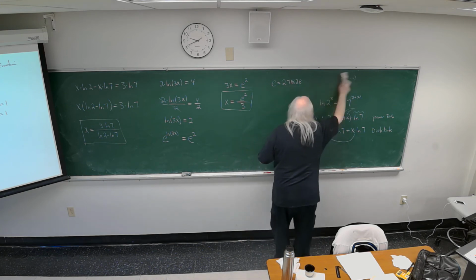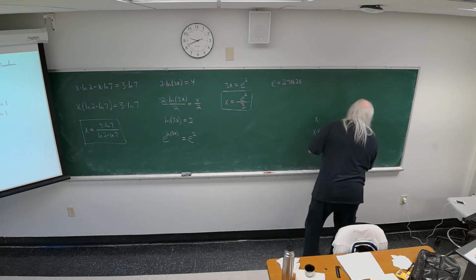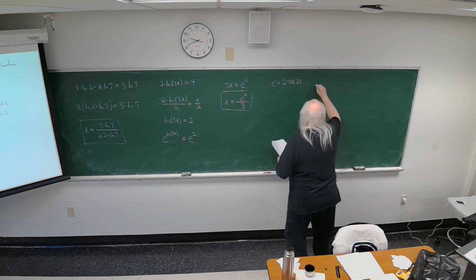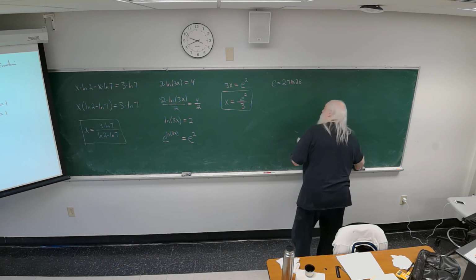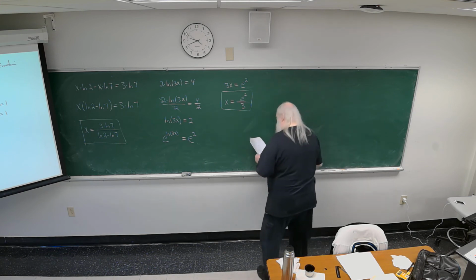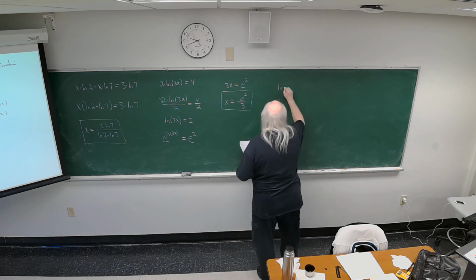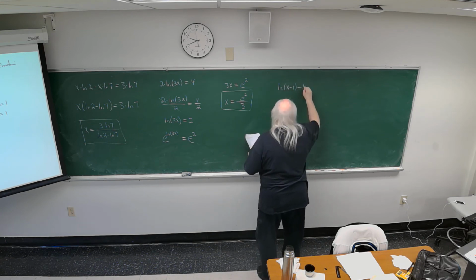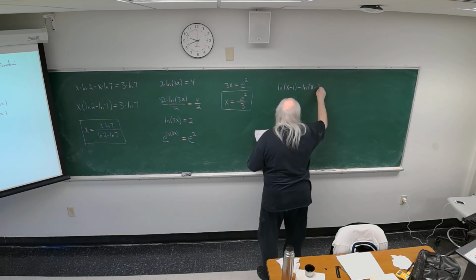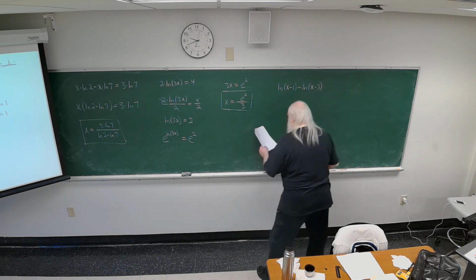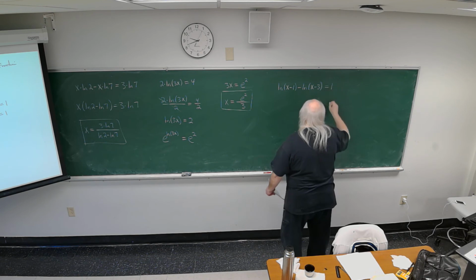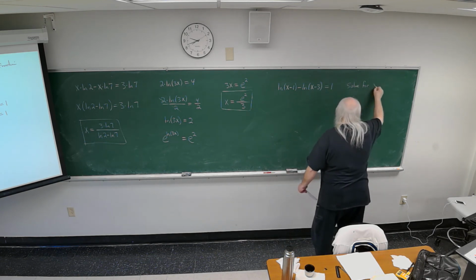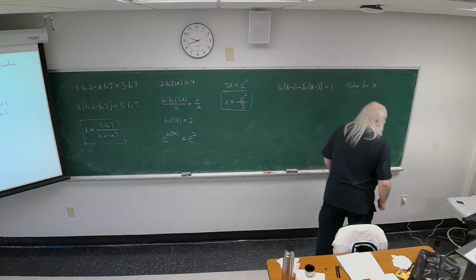Next, we have the natural log of x minus 1 minus the natural log of x minus 3 is equal to plus 1. What value of x makes the left-hand side equal to 1?